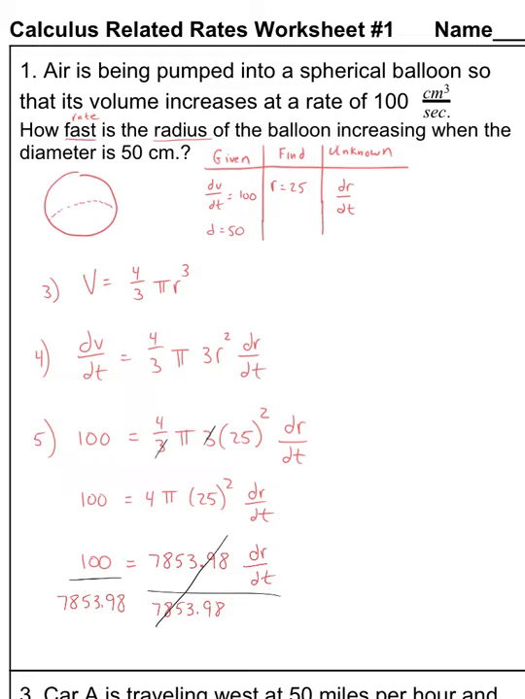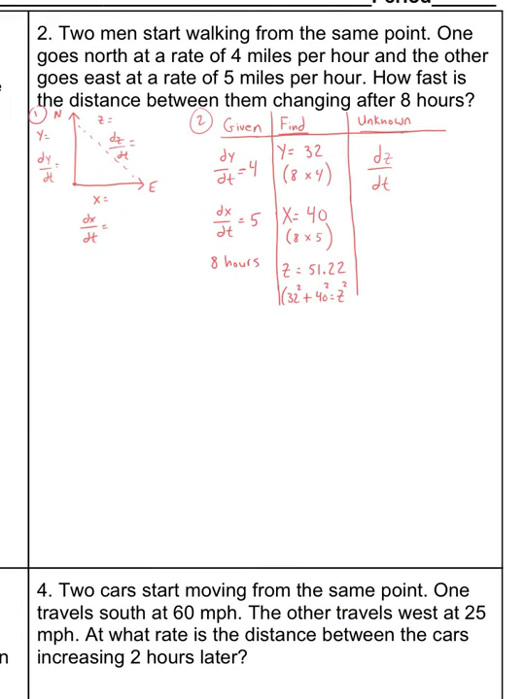I'm left with dr/dt all by itself. And when I divide 100 by 7,853.98, I am getting 0.0127. And that is a rate of change of radius, so that is simply centimeters per second. There's example 1, calculus. Okay, number 2.